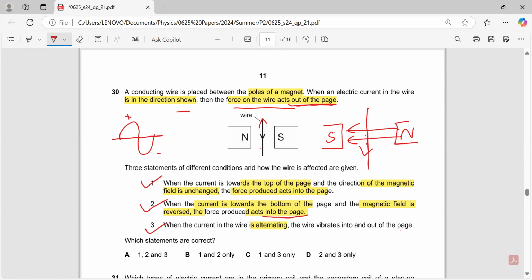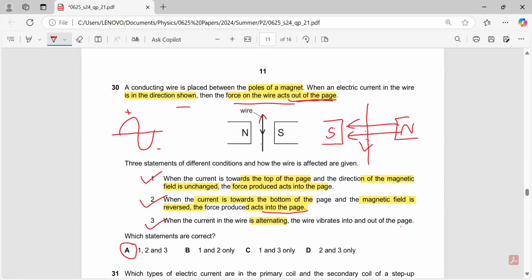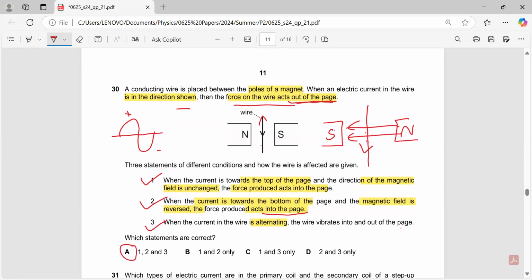So if we see from the options, all these statements are correct. So 1, 2, and 3. So it's A option.